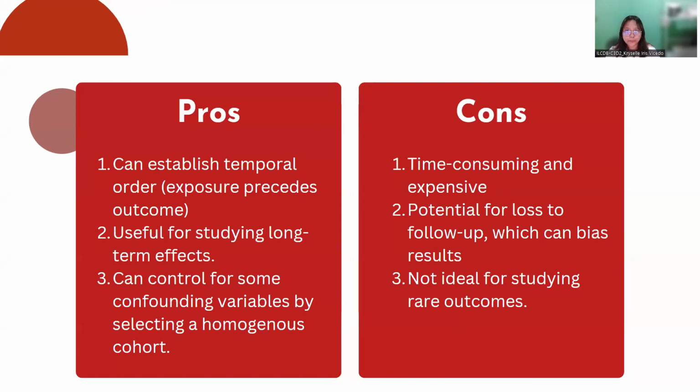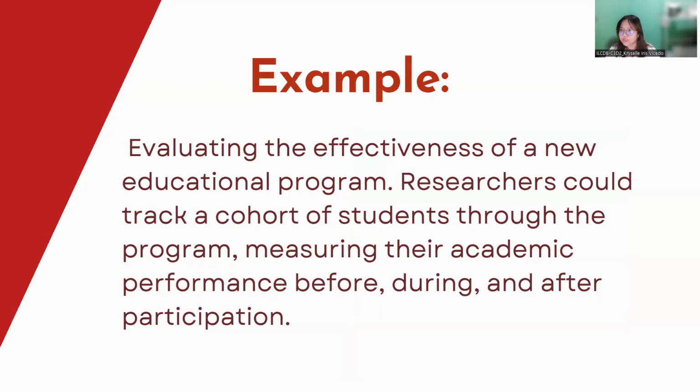For the pros, number one, it can establish temporal order. Exposure precedes outcome. Number two, it is useful for studying long-term effects. And number three, it can control for some confounding variables by selecting a homogeneous cohort. As for the cons, it is time-consuming and expensive. It has potential for loss to follow up, which can bias results, and it is not ideal for studying rare outcomes.